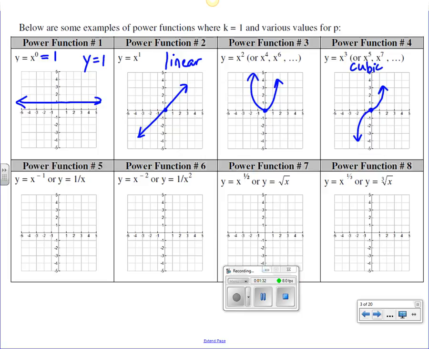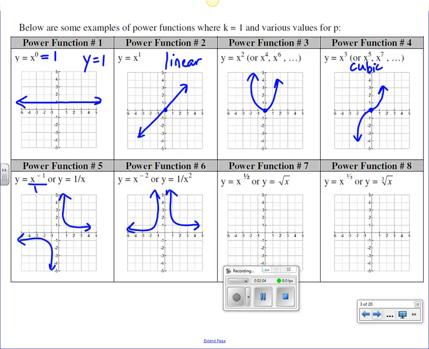And then these, we haven't talked about these. You did do them last year a little bit, but x to the negative 1. If there's a negative exponent, then it flips it. So it becomes 1 over x. And that is a rational function. And its graph looks funky. It looks like this. This one is x to the negative 2, which flips it and makes it 1 over x squared. And it has 2 parts as well. But since it's even, they're both on top.